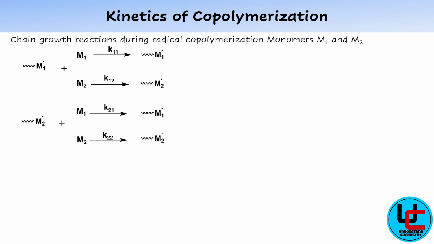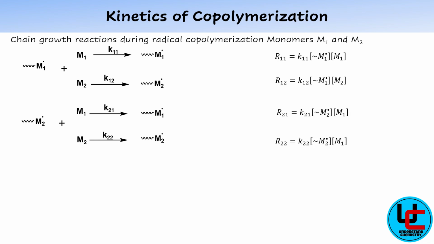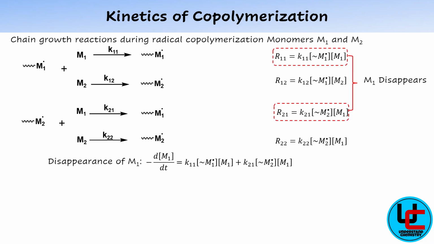The rate of reaction for each type of reaction is shown here. The rate of any reaction is the rate constant multiplied by the product of concentration of reacting species. In order to find at what rate both monomers M1 and M2 are being consumed, let us consider the disappearance of M1, which is the negative rate of change in concentration of M1, equal to the sum of rates of reactions that involve M1. These are the two reactions highlighted in red. Let us name this equation as alpha.